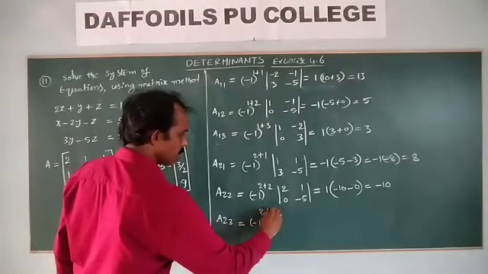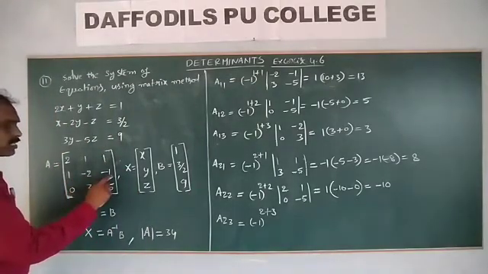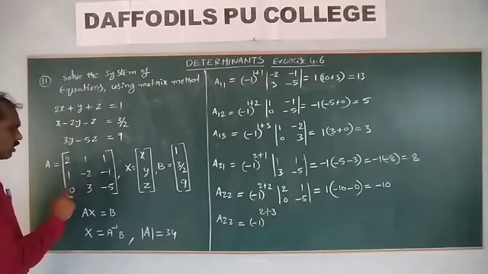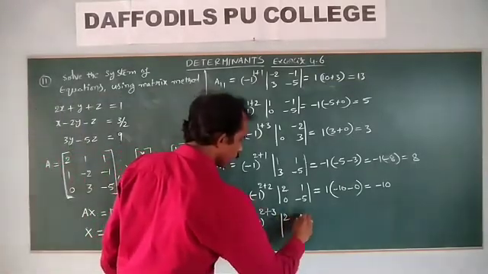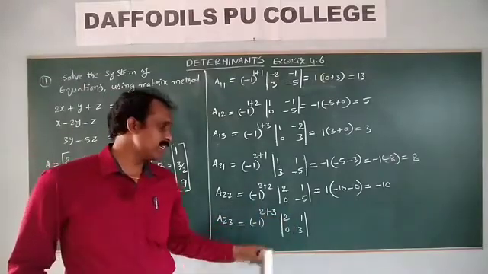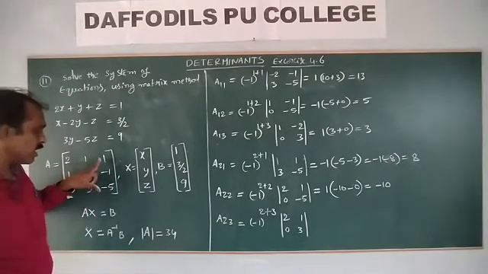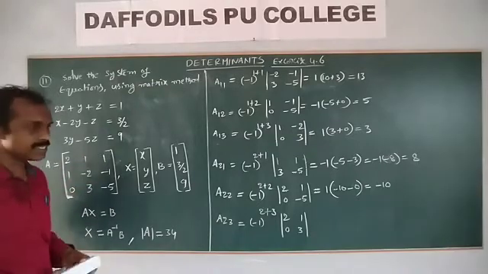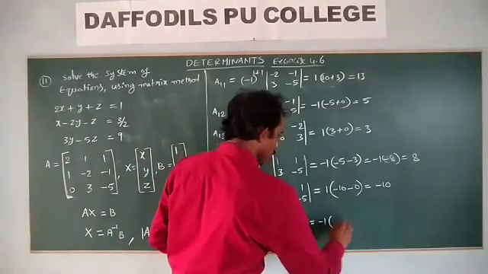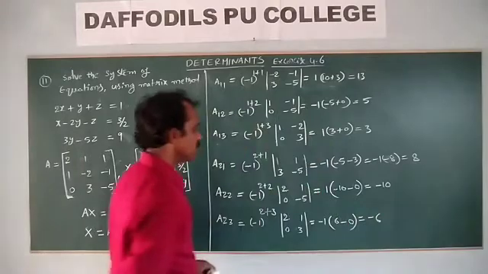A23, minus 1 to the power of 2 plus 3. For this cofactor, deleting this row and this column, the remaining elements are 2 1 0 3, its minor. Minor means deleting the row and column where the element lies, and taking the determinant of the remaining elements, that is 2 1 0 3. Therefore, minus 1 to the power of 2 plus 3, an odd number, minus 1 times the determinant, 6 minus 0. Therefore, minus 6. Right.